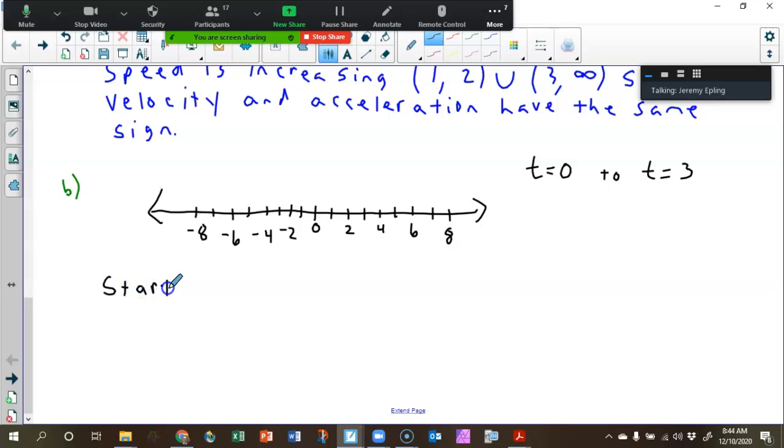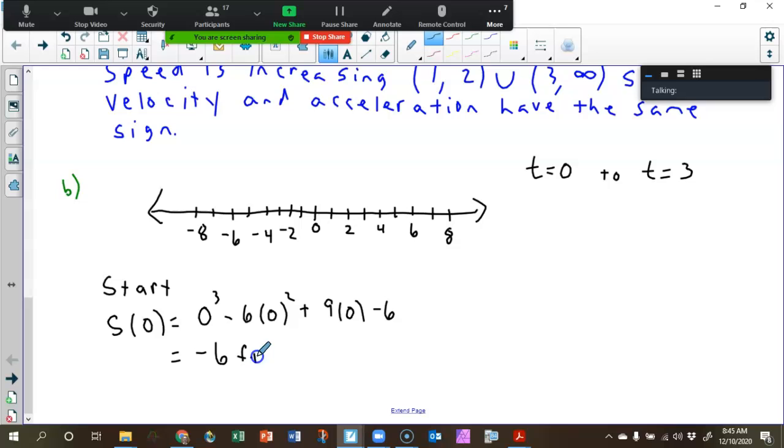Where on this number line am I? I need a position. I need s of 0. So 0 cubed minus 6 times 0 squared plus 9 times 0 and minus 6. I started at -6, and this is in feet, but I started right here on my number line.